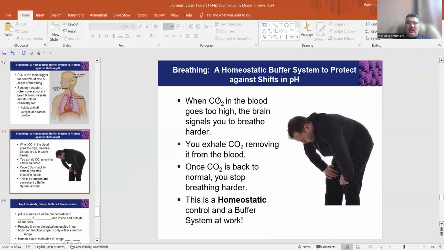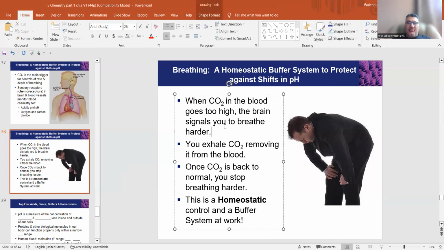So here it is, carbon dioxide in the blood. When it goes up, it dissolves in the water, making carbonic acid. Chemoreceptors are going to pick it up and send the signal to our respiratory system to breathe more. You get rid of carbon dioxide, carbonic acid goes down, and we go back to normal.